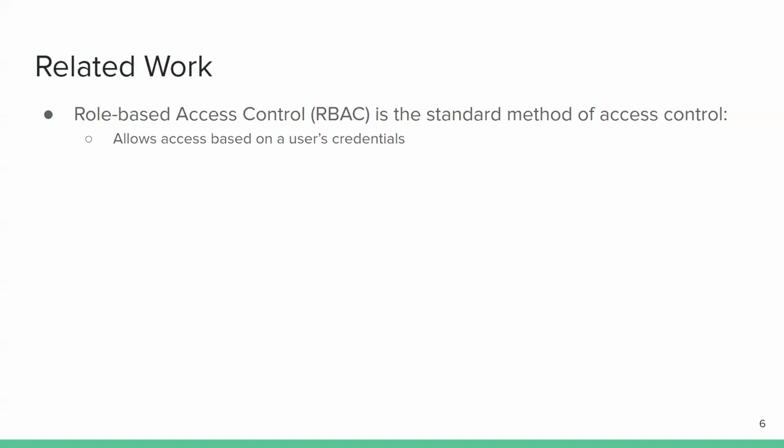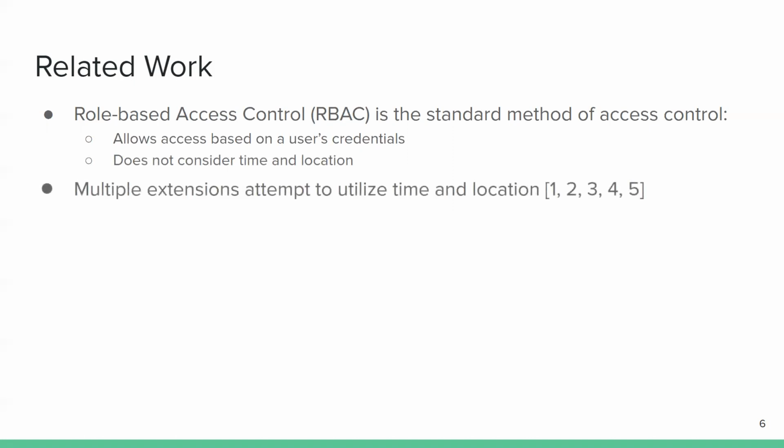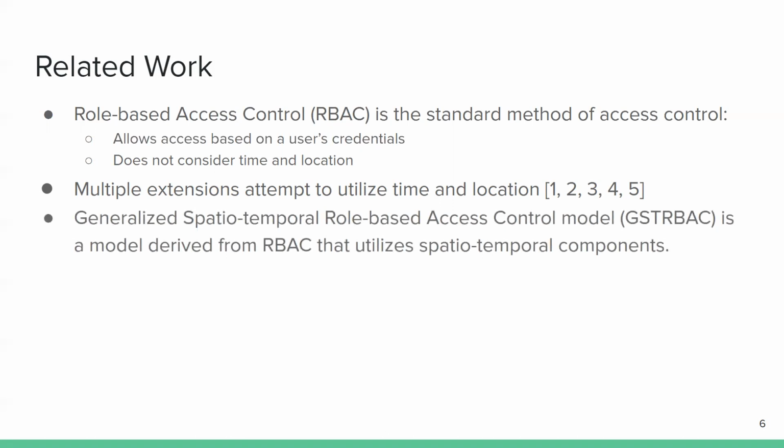But something to consider with RBAC is that it does not inherently consider time and location. Multiple extensions created by other computer scientists exist that attempt to utilize time and location, some of which can be found in the references section of this presentation. But the one we want to look at is the Generalized Spatial Temporal Role-Based Access Control Model, or GSTR-BAC, since that's the model we based our research on. It uses time and it uses location in order to determine authorization requests.